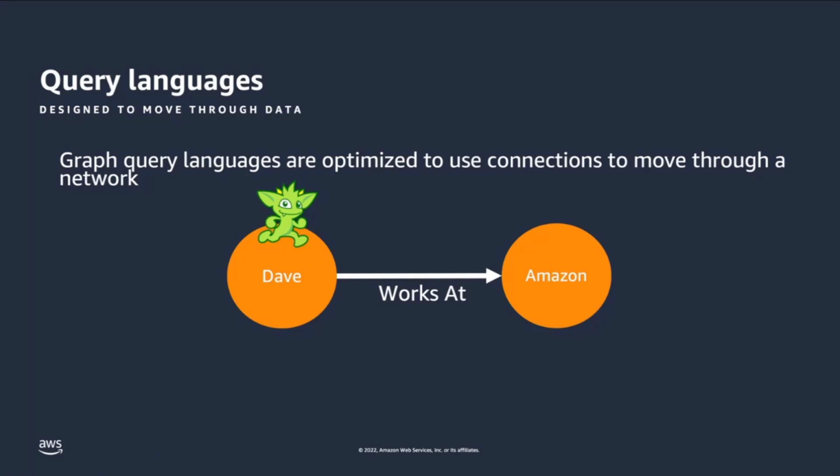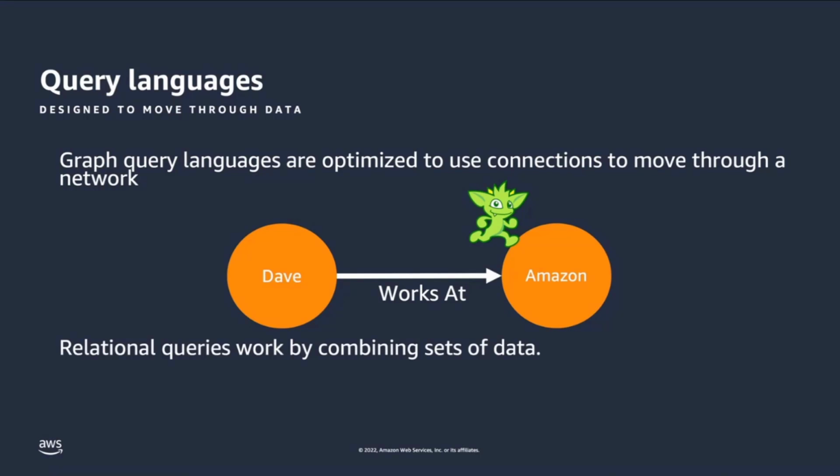So if we look at this specific example, it says Dave works at Amazon. The little gremlin guy is the logo for the Apache TinkerPop Gremlin project, and that's representing where we are in our information today. When I write queries in graph query languages, we'll see an example of this later, they really work by moving from point A to point B. So I'm moving through my graph, or my network, from Dave to Amazon.